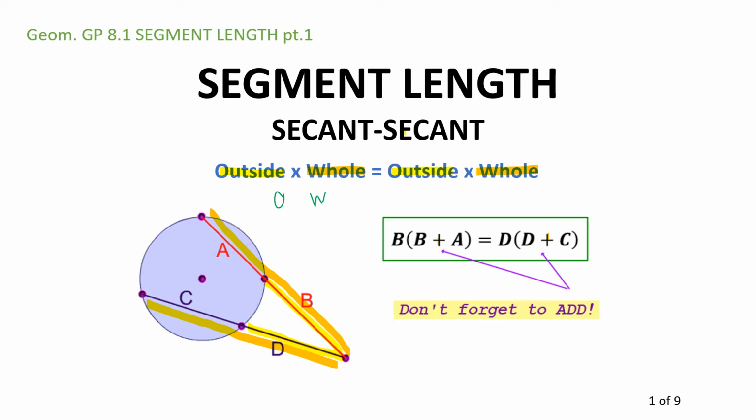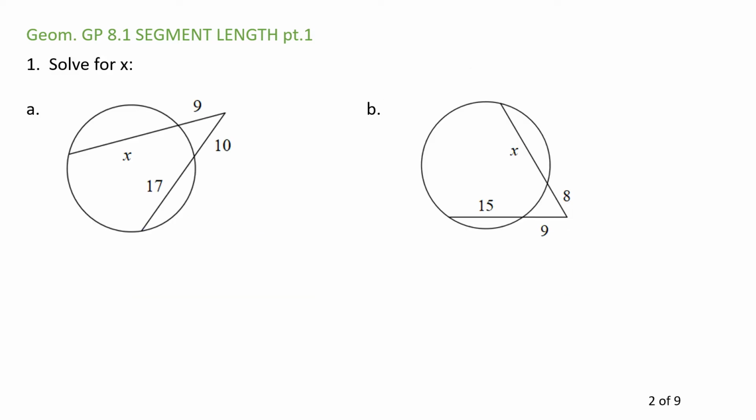And what do you say? You say, ow, ow. So look at this first one. I see segments extending outside the circle. Ow, ow. It's outside times whole equals outside times whole. That's easy to remember. What you're going to do is take the outside part, and then multiply it times the entire part, which means you must add.